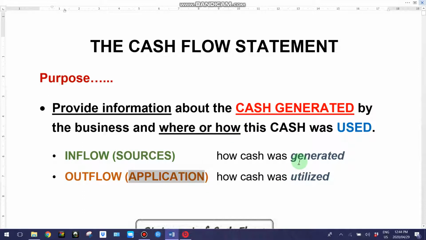So the two important words that you get here: cash generated from various different sources, generated, where did it come from, and cash utilized, how did we use it, or where did we use it. So that's what we would be looking at when we are completing this cash flow statement.